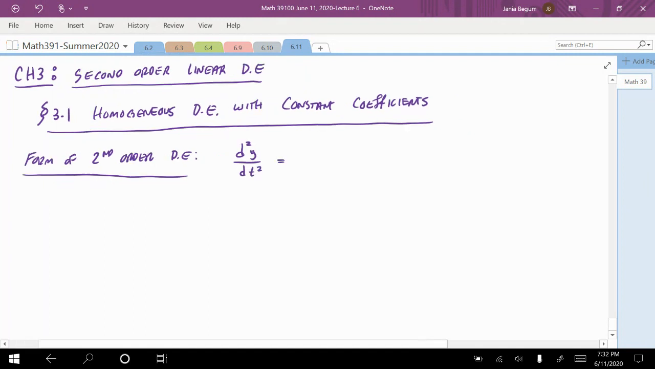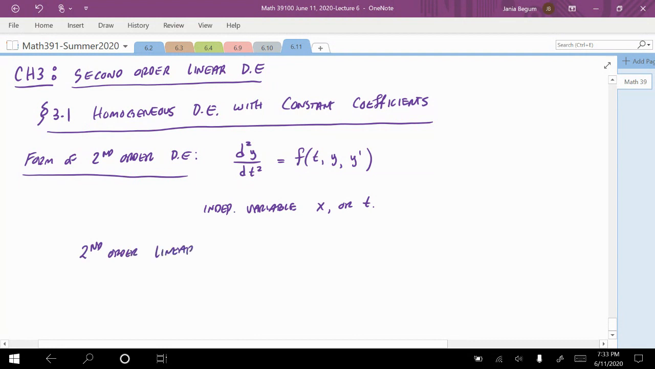And you have the second derivative as a function of independent variable t, dependent variable y, and the derivative y prime. Okay, where f is some function. Now, your independent variable could be x or t.